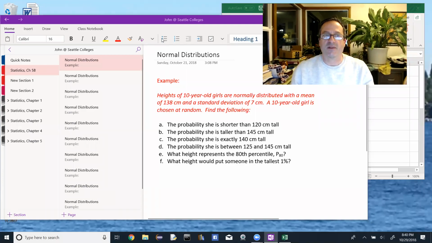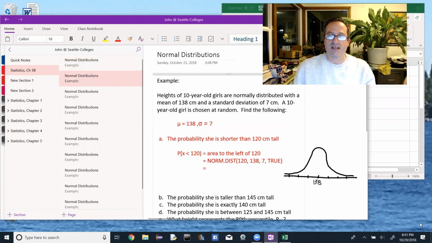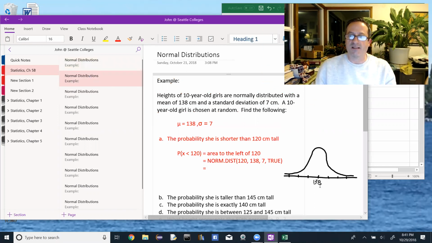Okay, so we're going to look at an example of normal distributions. It says heights of 10-year-old girls are normally distributed with a mean of 138 centimeters and a standard deviation of 7 centimeters. A 10-year-old girl is chosen at random. Find the following. So we have a normal distribution, which is a continuous random variable, and I've drawn it in here. The center of the distribution is always the mean, so 138. I'm going to write down that mu is 138 and the standard deviation sigma is 7.